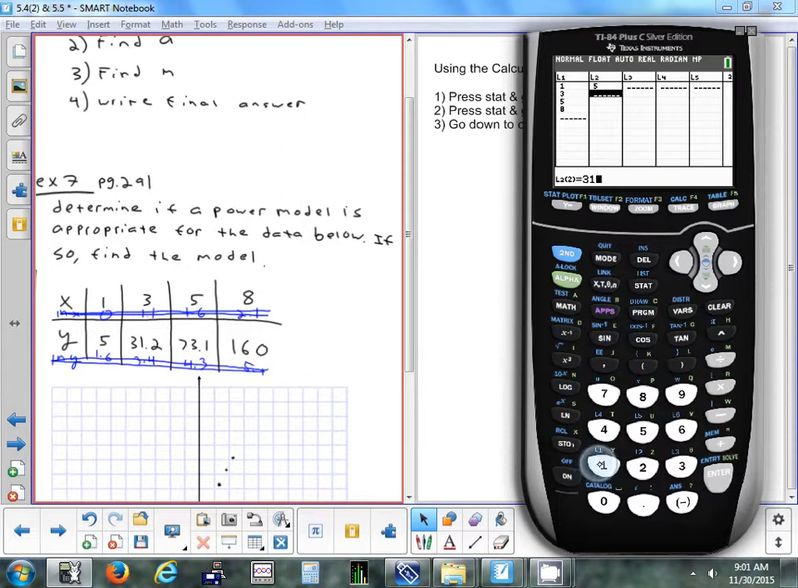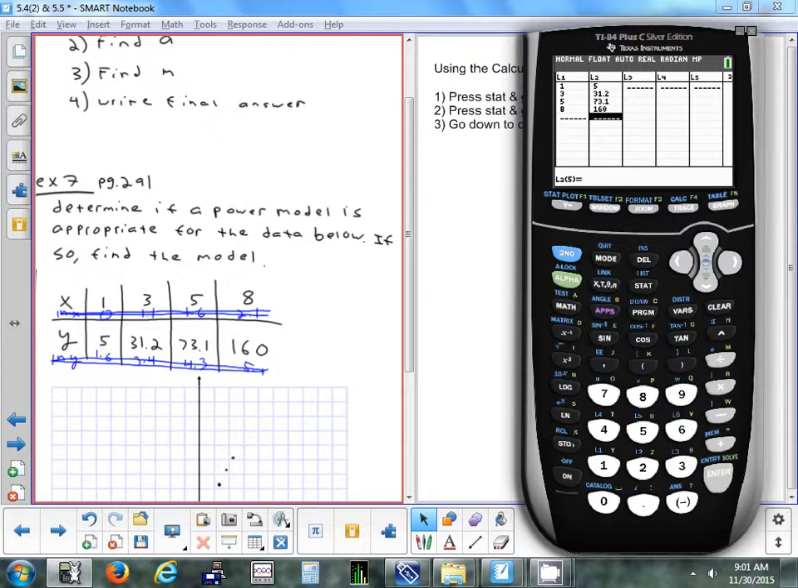5, 31.2, 73.1, and 160. Okay, so when you're done, that's what your calculator screen should look like. Any questions on typing in the data?